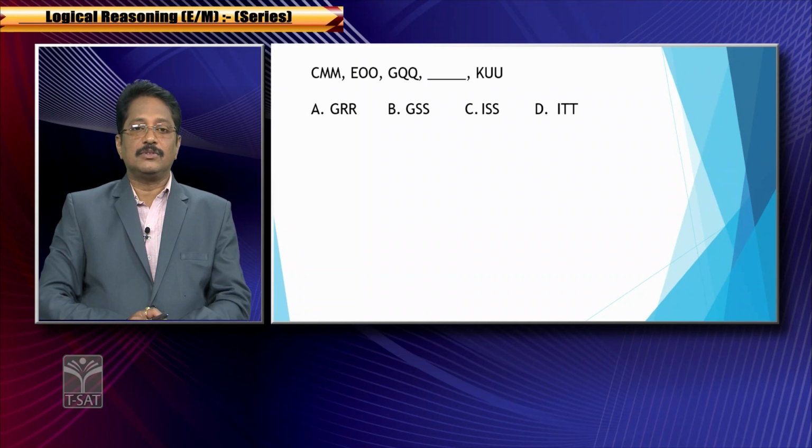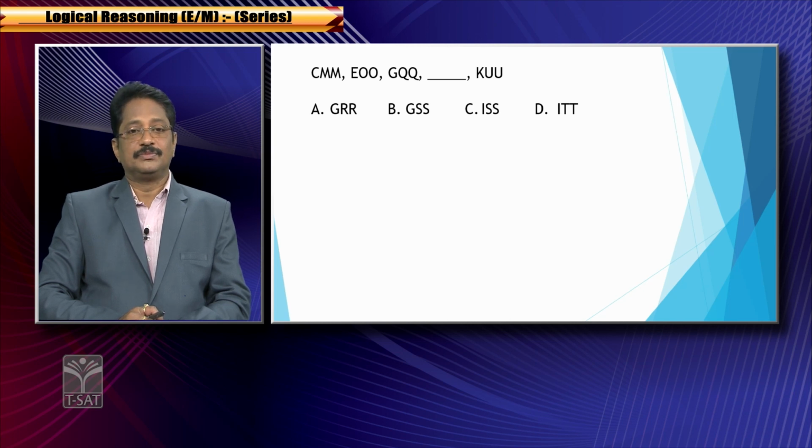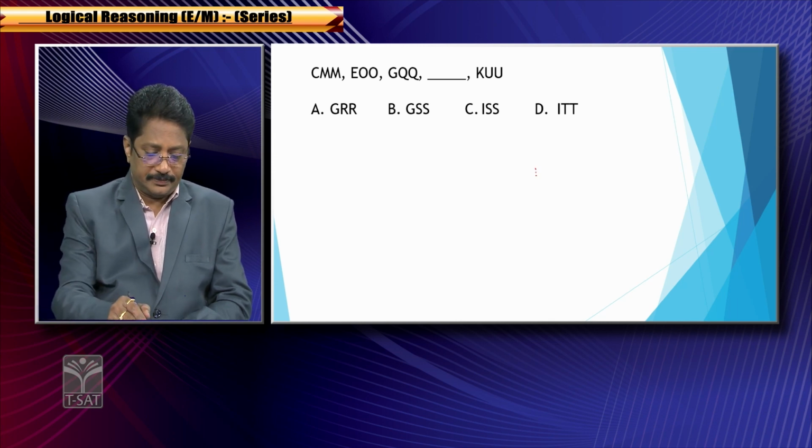CMM, EVO, GQQ, KUU. So maybe you find this answer very simple. Correct? The last two letters are the same, MM, but here you see the next letter is E, means one letter was skipped. Between C and E you have D, between E and G you have F. So next, after G you skip one letter: you have H, next one is I. So next is simply I.